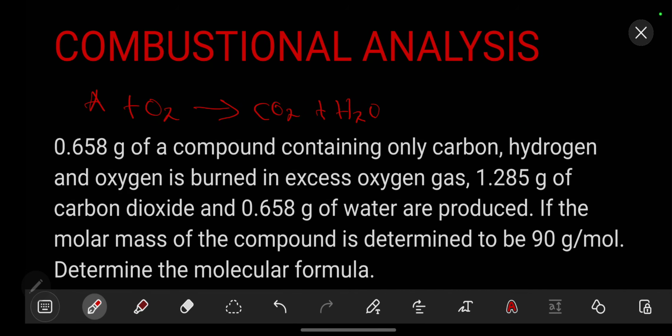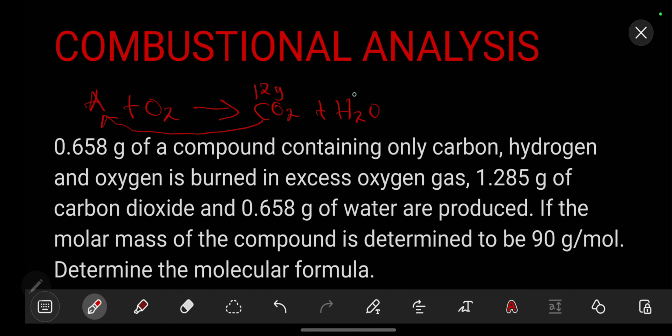If we know the products, then if this compound produced carbon dioxide containing, let's say, 12 grams of carbon, this means that since it came from compound A, the 12 grams of carbon was also there in A.